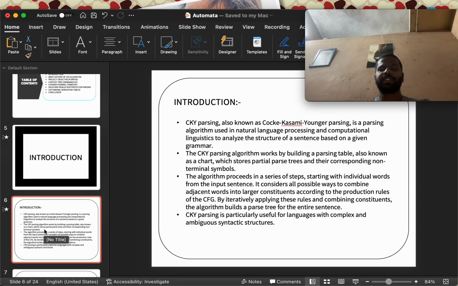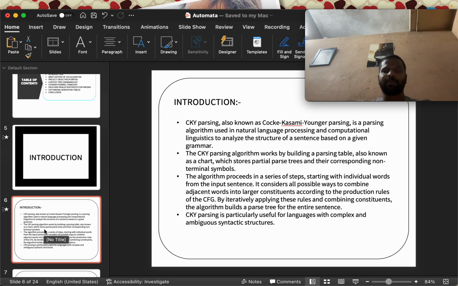The algorithm proceeds in a series of steps starting with the individual words from the input sentence. It considers all possible ways to combine adjacent words into larger constituents according to the production rules of the CFG. By iteratively applying these rules and combining constituents, the algorithm builds a parse tree for the entire sentence. CKY parsing is particularly useful for languages with complex and ambiguous syntactic structures. Overall, CKY parsing is a powerful technique for syntactic analysis and understanding the structural relationships within a sentence, which forms the basis for many natural language processing tasks such as machine translation, information extraction, and question answering systems.